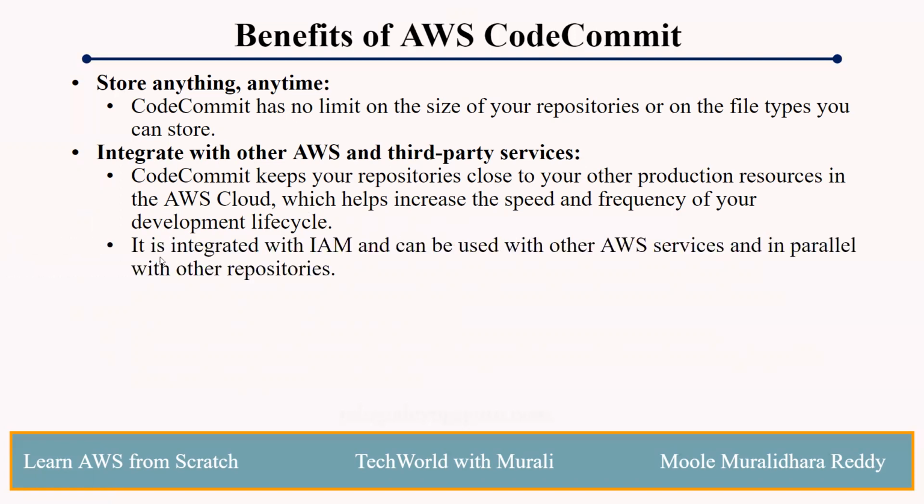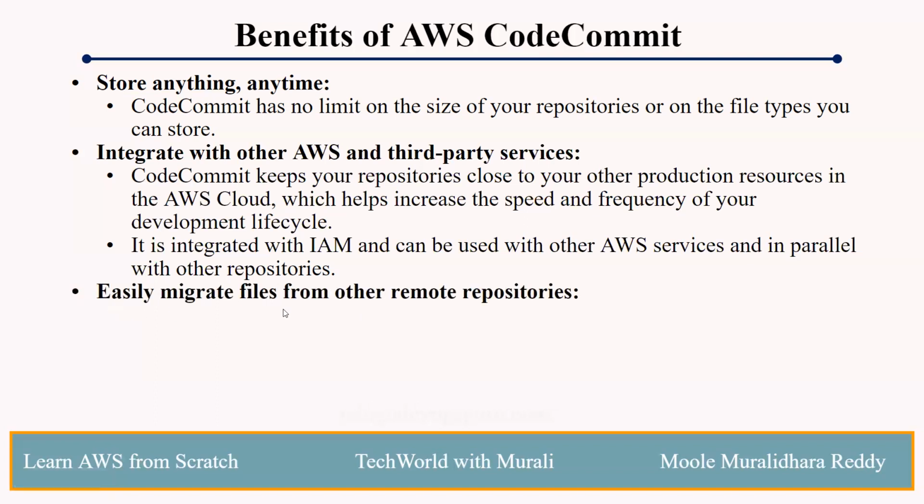It is integrated with AWS IAM and can be used with other AWS services and in parallel with other repositories as well. We can configure it. The main advantage of CodeCommit with AWS is the integration with IAM. For example, if I am a user and I need access, I can restrict the particular user. I can decide what type of permissions to give on the CodeCommit repository, for example create a repository, delete the repository, or create branches. We can give that at the IAM level, user level.